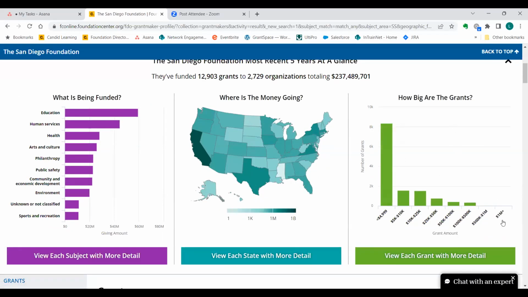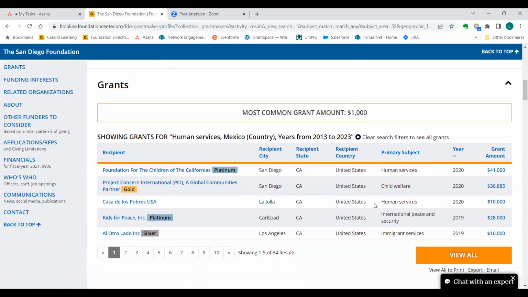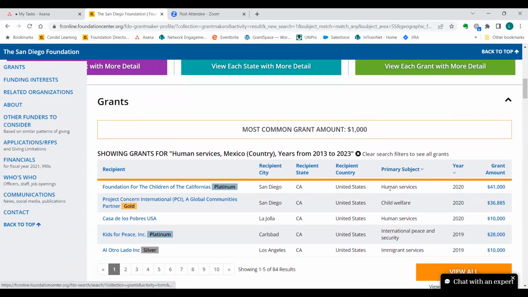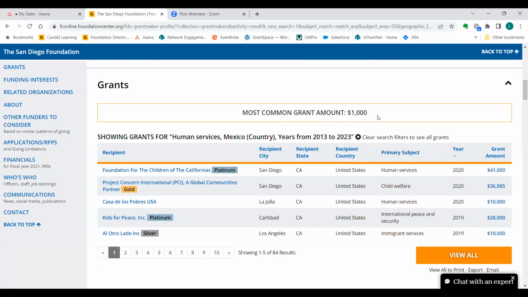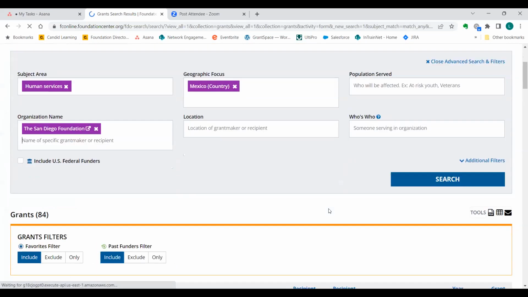And this also tells you how big the grants are. So on average, a lot of their grants are less than 5,000. But more importantly, this first section tells you where the grants are going, and the most common grant amount for this particular search. So for example, while a lot of their grants are under 5,000, the most common grant amount to human services organizations in Mexico over the past few years has been closer to 1,000. Now, that doesn't mean that they're only going to give 1,000. That's just the average.